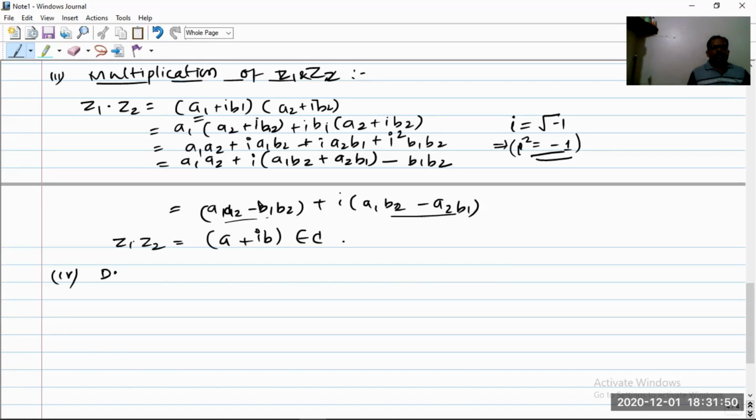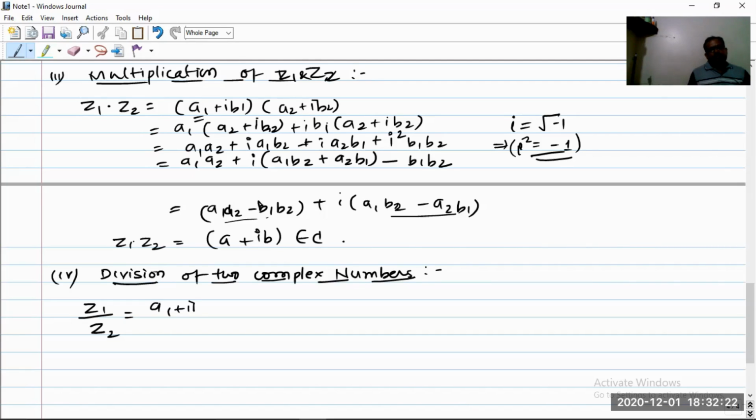So now let's move ahead to the fourth algebra operation, that is called the quotient or the division of two complex numbers. What is the division of two complex numbers? Let us see. As usual, z1 and z2 are two complex numbers. So the division or quotient of two complex numbers is z1 upon z2. Write the complex numbers: z1 is a1 plus ib1, z2 is a2 plus ib2.